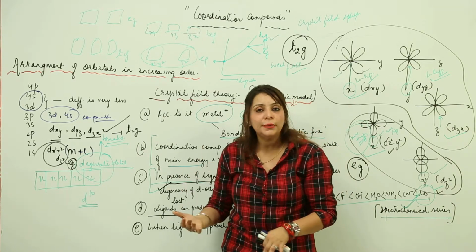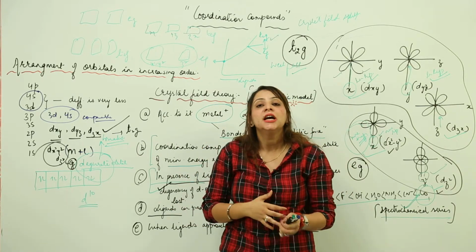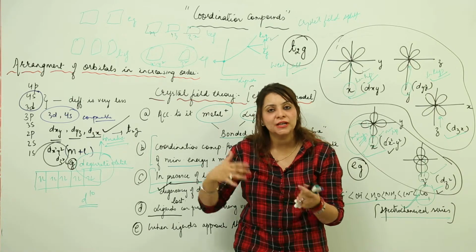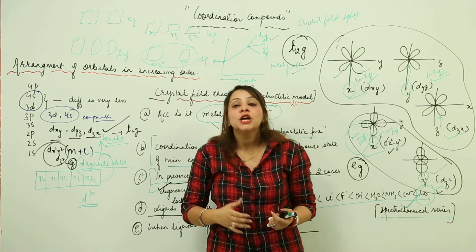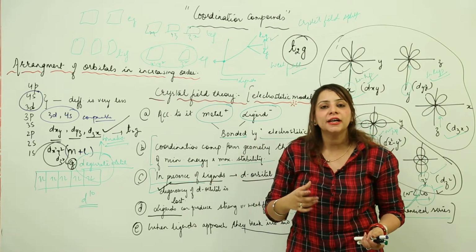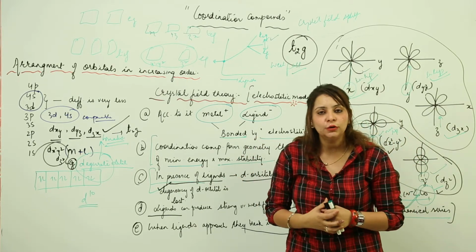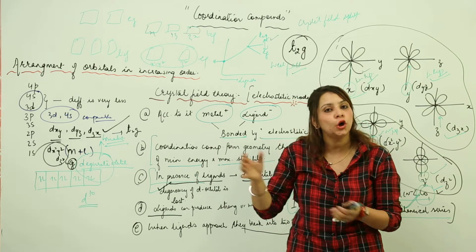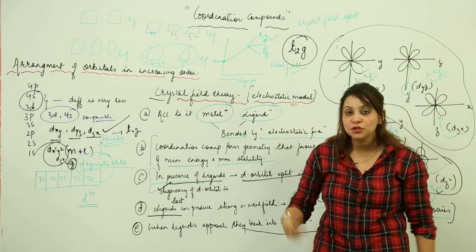Does it suffer more repulsion or less repulsion? According to that, we classify the energy as higher or lower. So this is what crystal field theory tries to explain. Now we'll take up an example to explain how the crystal field splitting occurs in octahedral and tetrahedral types. So just look at the board.